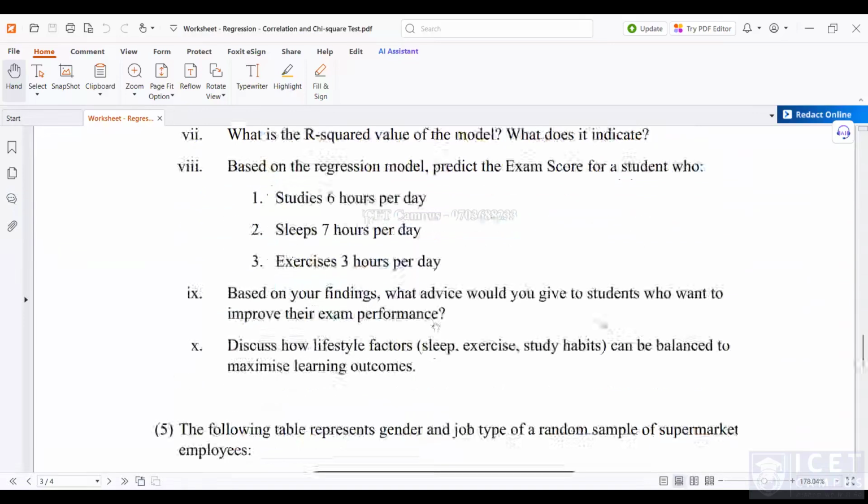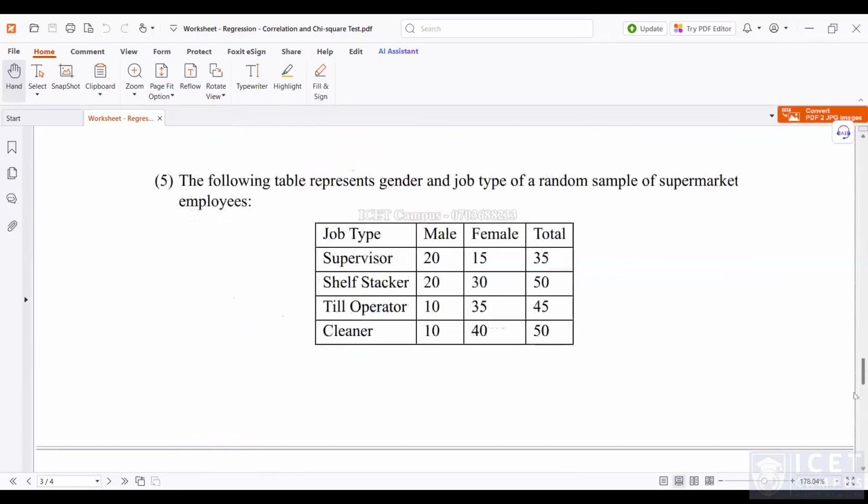Based on your findings, what advice would you give to students who want to improve their performance? The advice is that we need to increase all of these things, because we need to study more hours, and we also have to balance and sleep better hours. This person studies 6 hours per day, sleeps 7 hours per day, and exercises 3 hours per day, and scored 91. Discuss how lifestyle factors can be balanced to maximize learning outcomes. So we need to balance everything, so we can maximize these learning outcomes.